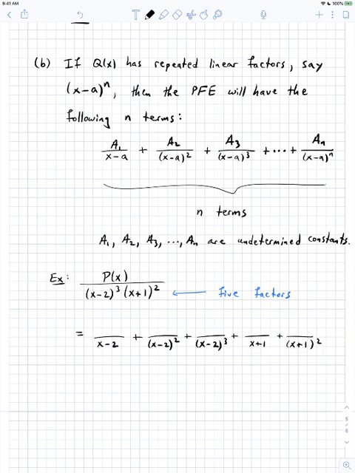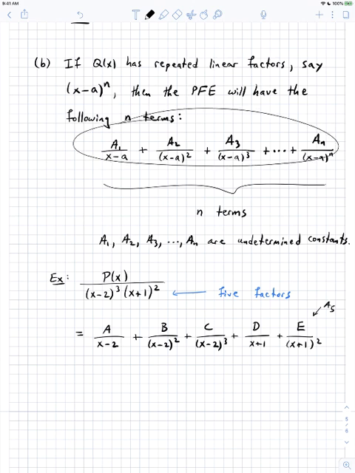And then you just increase the exponent. So x minus 2 is the same as x minus 2 to the 1. And then you have x minus 2 squared, x minus 2 cubed, x plus 1 to the 1, and then x plus 1 squared, and so on. The thing that goes on top is just a constant. So let's just do it this way: A, B, C, D, E. You could do A1, A2, A3, A4, and this could be A5 if you wanted.